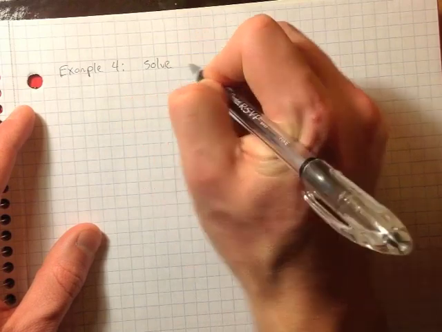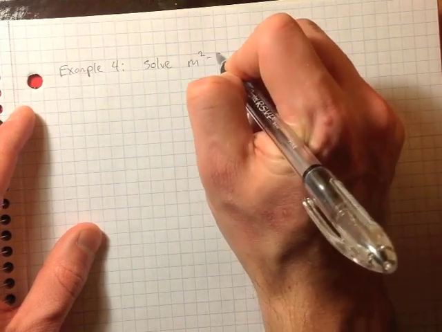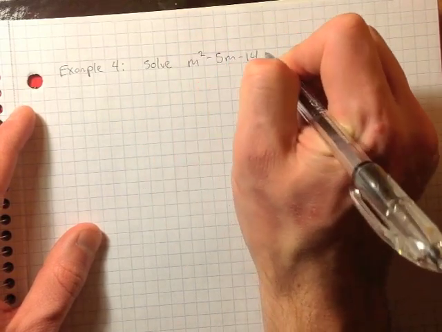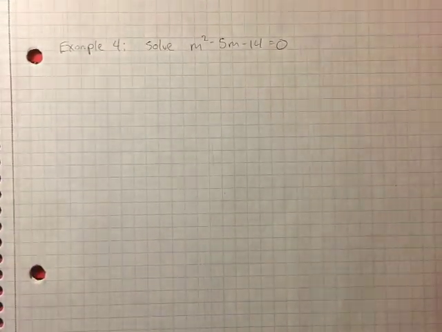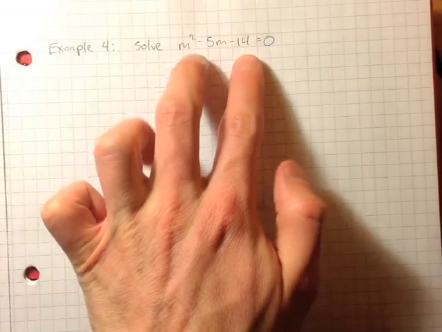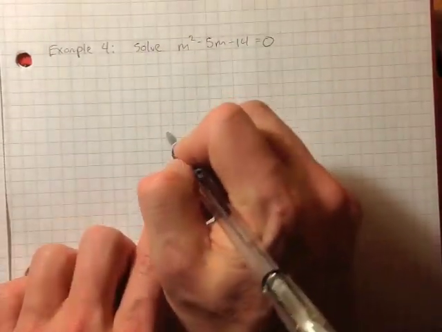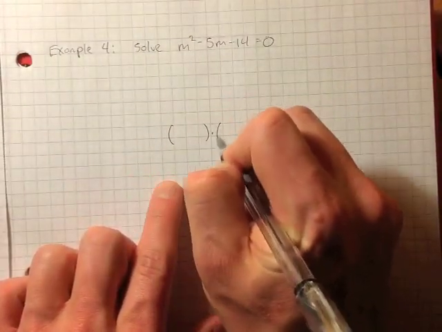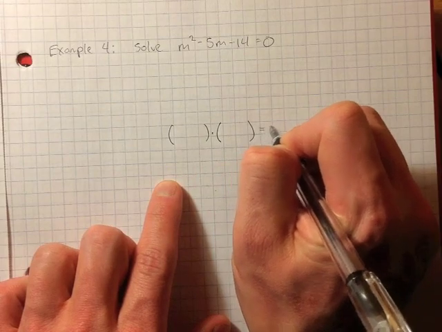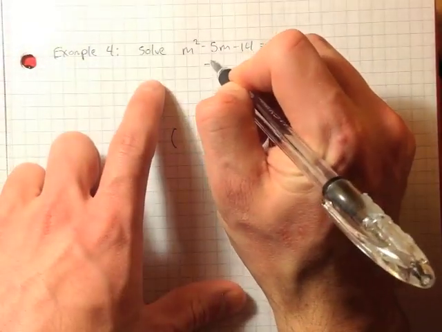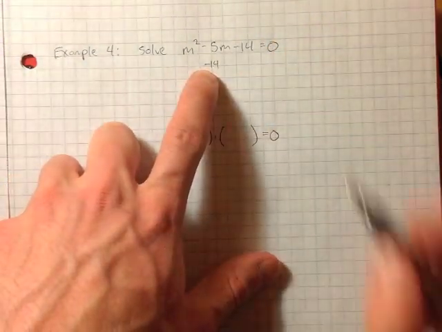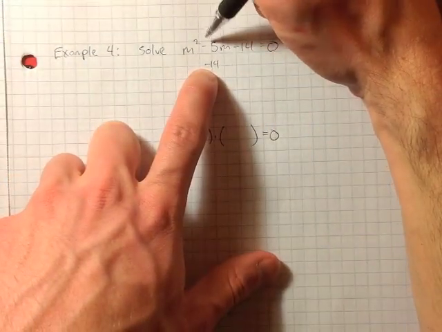Solve the equation m squared minus 5m minus 14 equals 0. So, in order to solve this equation, we need to factor that. So let's factor that. First question, can I use the shortcut? Why, yes, I can. There's an invisible 1. So let's find the two numbers that multiply to give -14 and add to give -5.